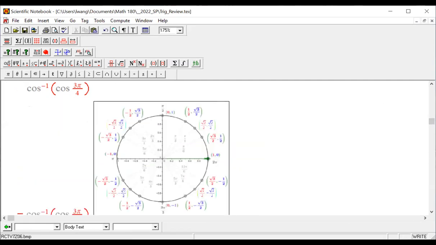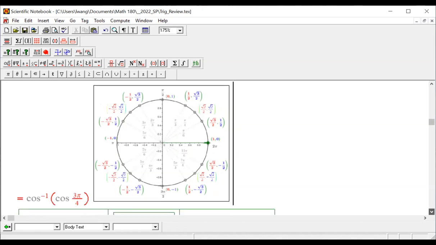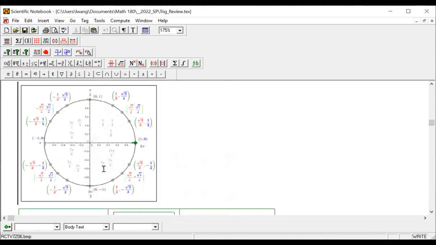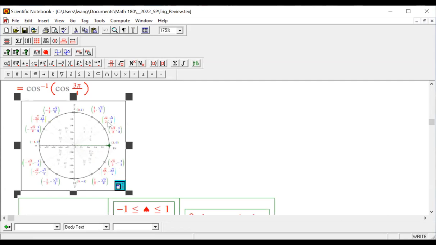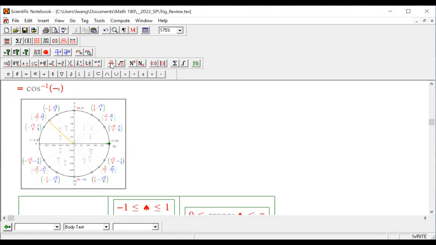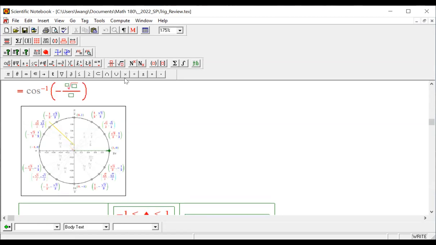Right here. I know these pictures kind of mess things up. Okay, so we measure that angle counterclockwise, then we terminate here. That's the terminal. If you like, I can just draw it for you. Here's the terminal, right? And look for the red number. That red number is negative root 2 over 2.